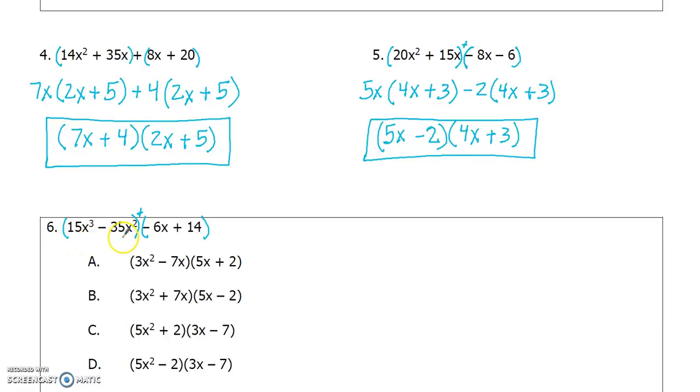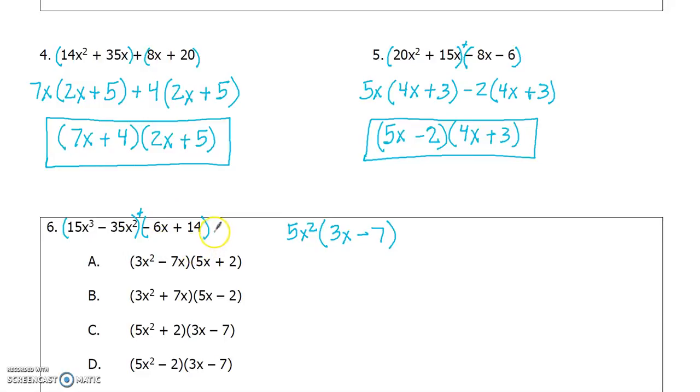So looking at the first set of parentheses, it looks like I can factor out a 5 and an x to the second power. Let's multiply. So 5 times what will give me 15? Well, 5 times 3. And then I need x cubed, and I only have x squared, so I'm missing an x. Minus 5 times what will give me the 35? That's going to be a 7. I need x squared, and I already have x squared, so I'll close that parentheses.